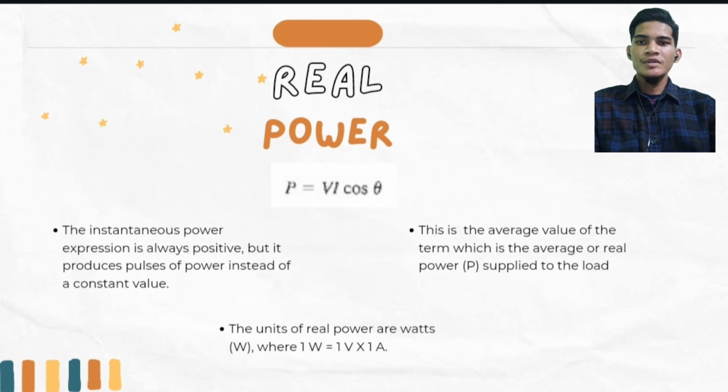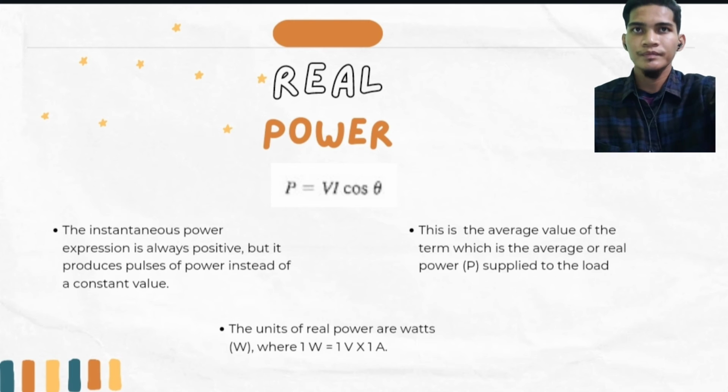Real power. The first term of the instantaneous power expression is always positive, but it produces pulses of power instead of a constant value. The average value of this term is the average or real power, P, supplied to the load. The unit of real power is the watt, W, where 1 watt is equal to 1 volt times 1 ampere. The formula of real power is P equals VI cos theta.